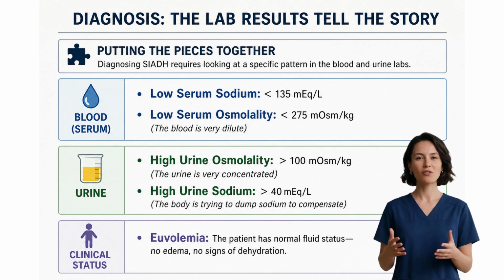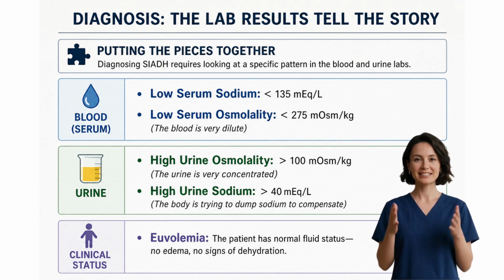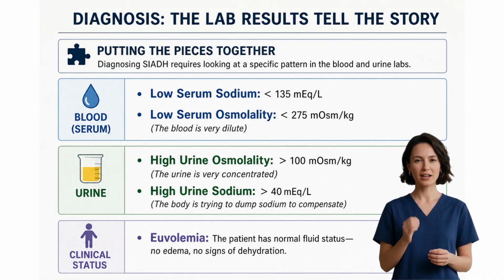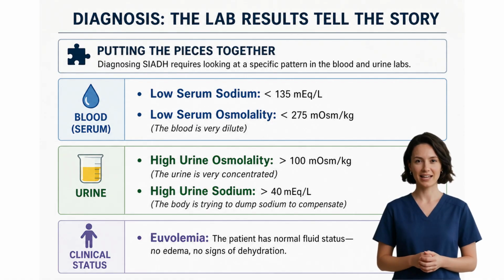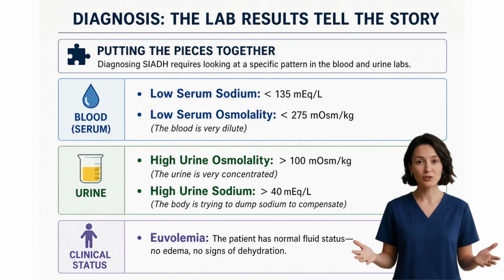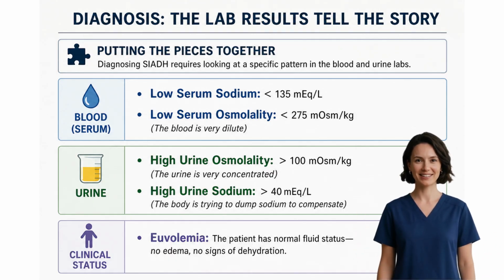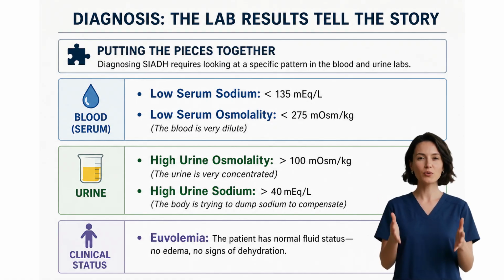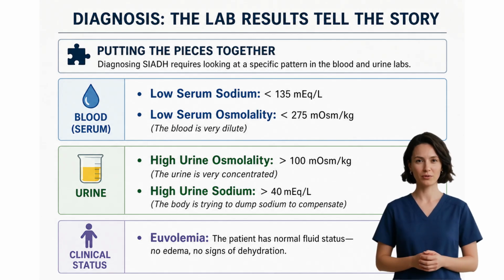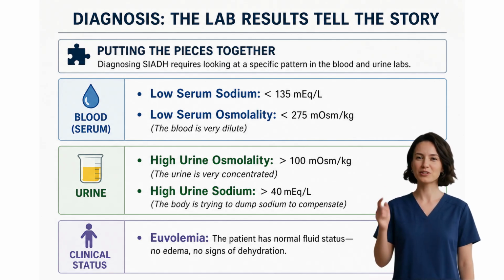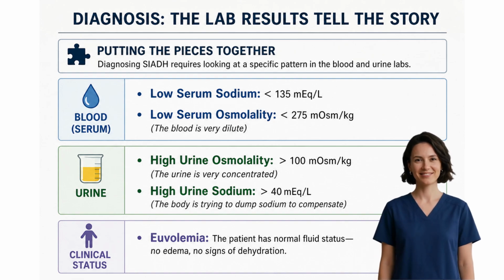Diagnosing SIADH is like solving a puzzle with lab results. We need to see a very specific pattern. In the blood, we look for low sodium and low osmolality, which confirms the blood is dilute. At the same time, we look at the urine and we see the exact opposite: high urine osmolality and high urine sodium. This tells us the kidneys are holding onto water and trying to dump sodium to compensate. Finally, we confirm the patient is euvolemic, no signs of dehydration or fluid overload. This combination of findings points directly to SIADH.